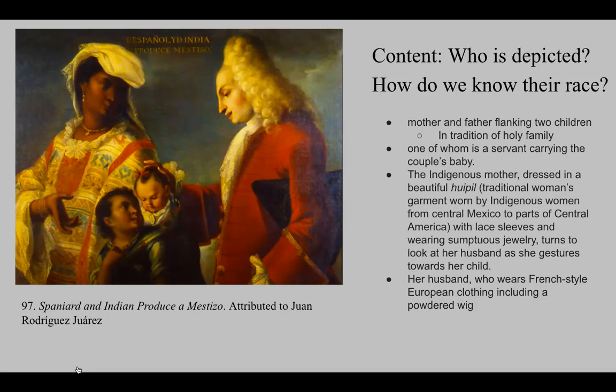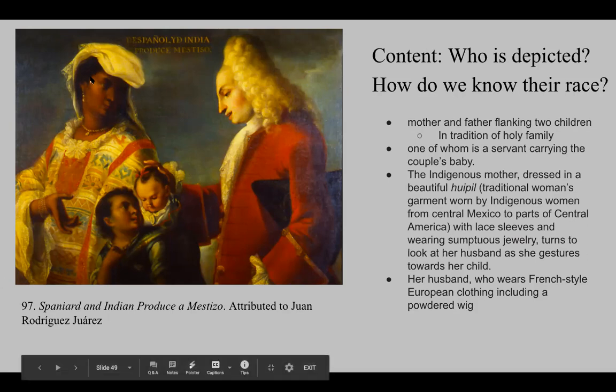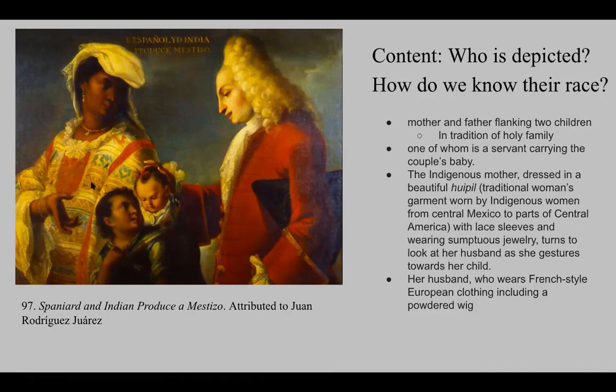And then when you contrast his skin tone to his wife, you can see that he married someone native. So he married an indigenous Mexican woman. And so when we look at her, from the skin tone, we can see that she's darker, but also from her clothing, we can tell that she has traditional Mexican textile woven into her dress. And so it's really common to identify races based on those cultural signifiers.